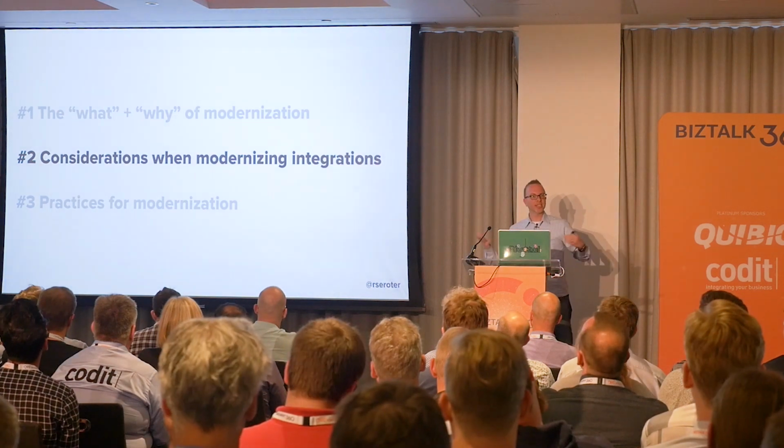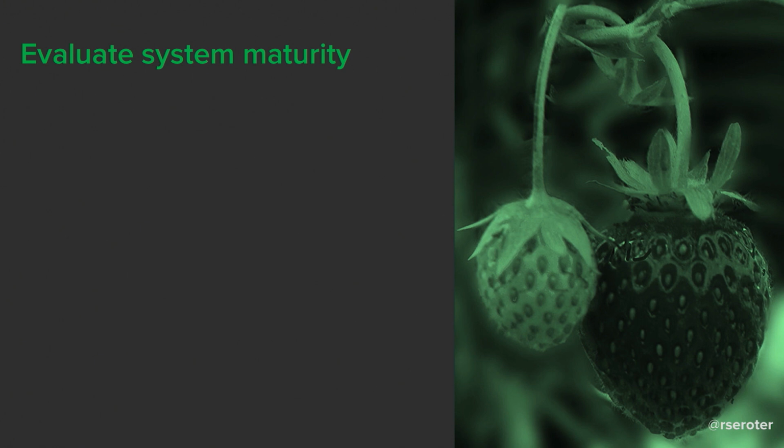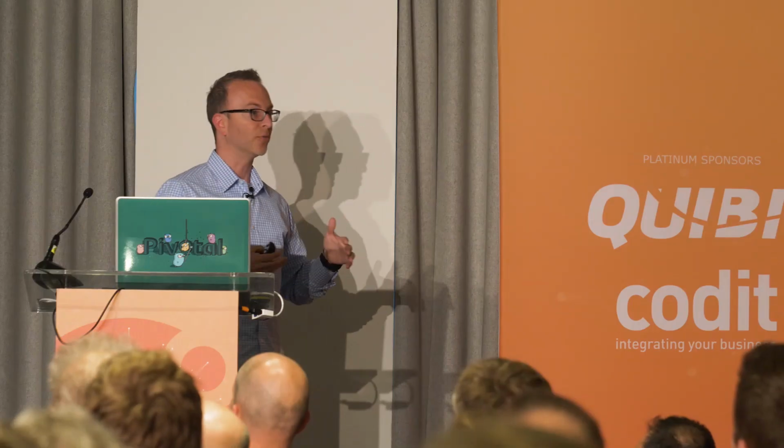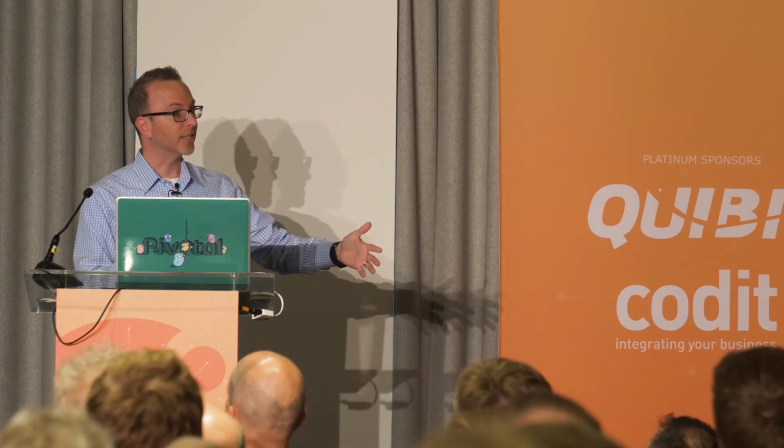All right, so when we're modernizing integrations and you're starting to think about upgrading them, what are the things you should think about? First off, system maturity. You're going to do different things based on the maturity of the software you're dealing with. Something near the end of its life, it would be insane to completely modernize the whole thing to be flashy, with Logic Apps and Event Hubs. By the way, we're turning it off next month. That would be nuts.